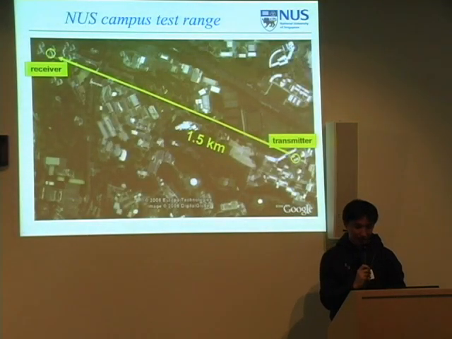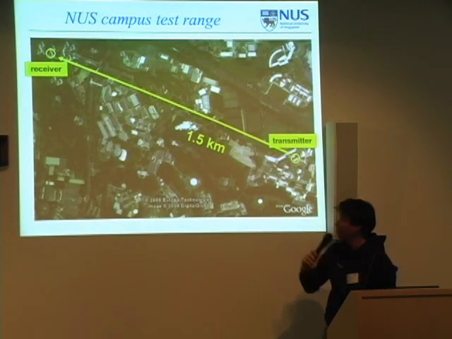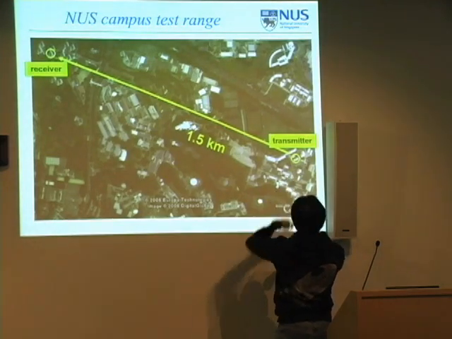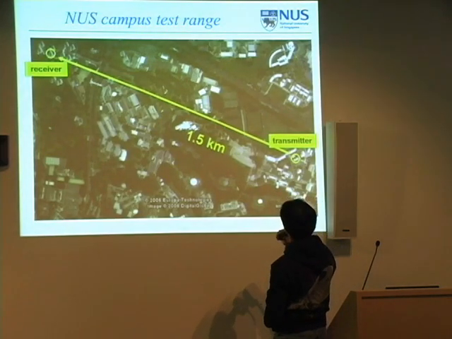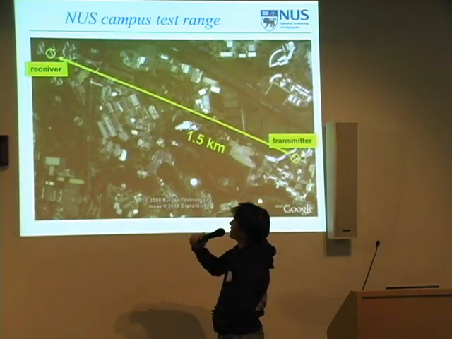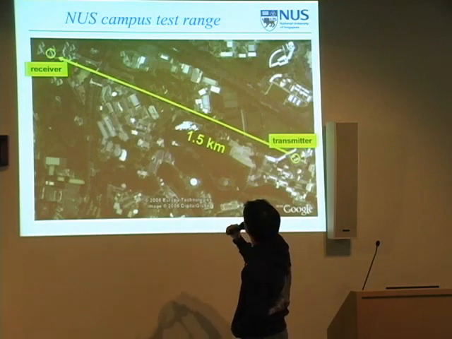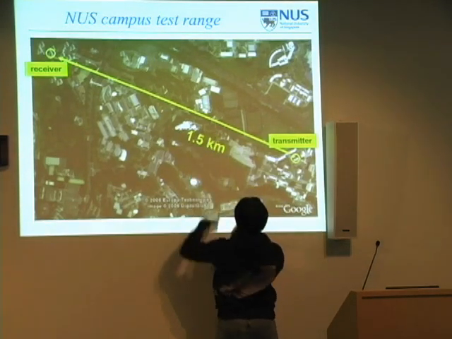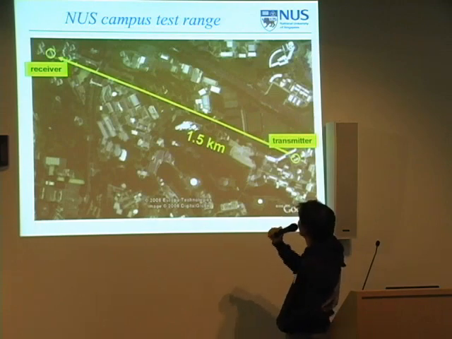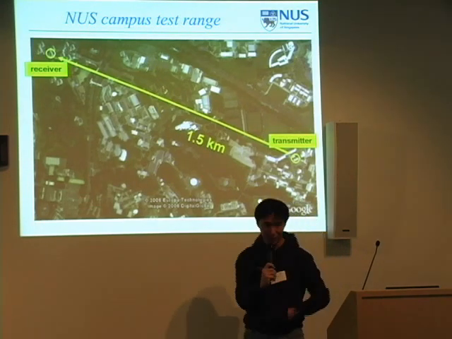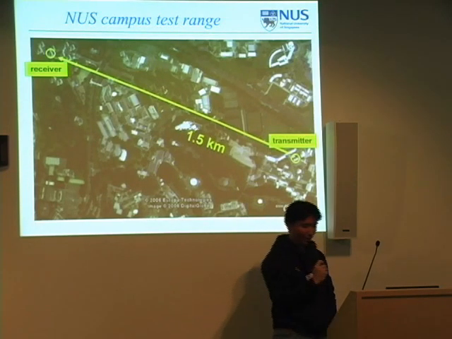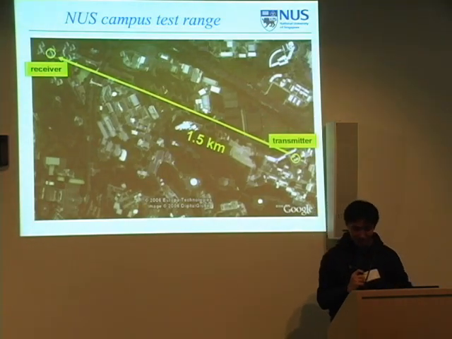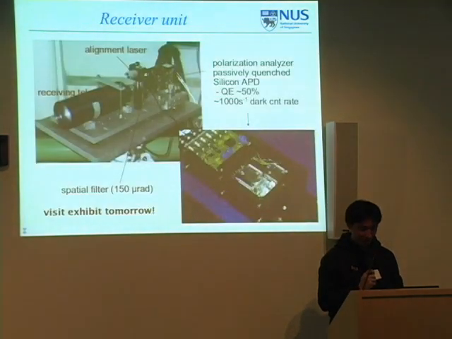So this was our test range on campus. On this side is the transmitter, which is on the roof of the administration building. And on the other side is my supervisor's house. You can see the swimming pool over there. So we managed to send single photons, entangled single photons, across 1.5 kilometers. And in the end, we did get a secure key out of it. I'll show you the results in a minute.